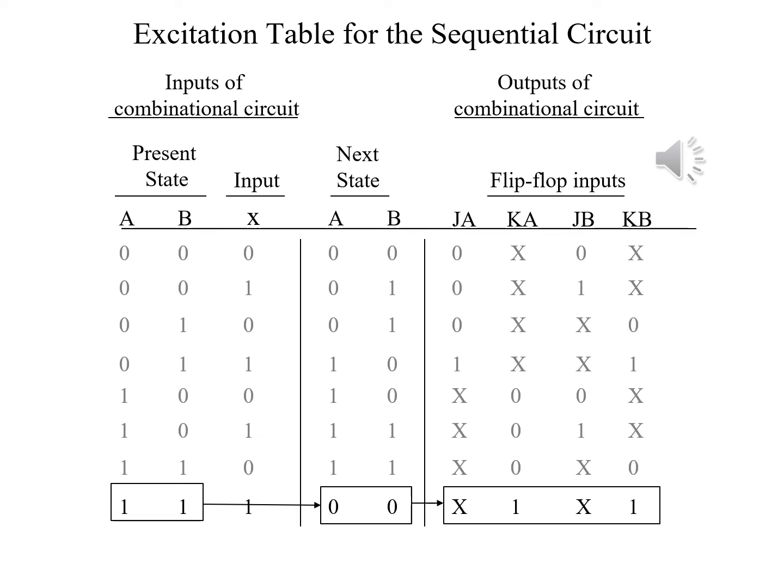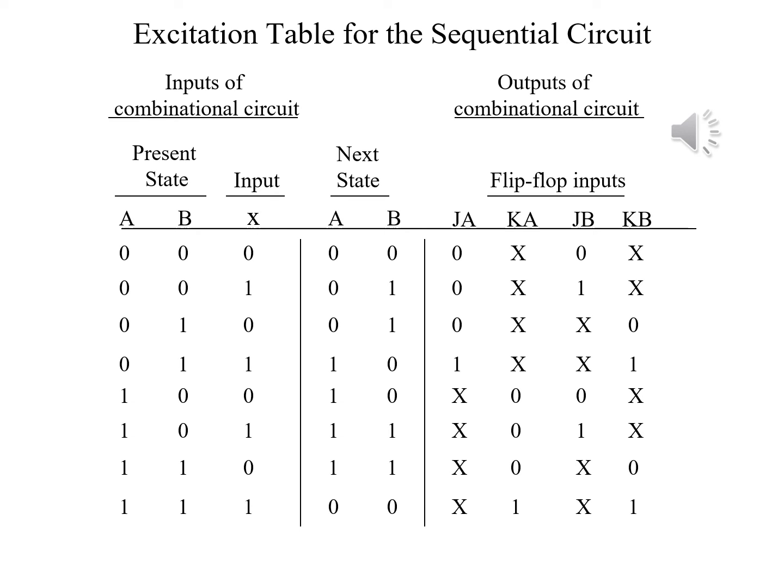Here, in the last situation, we have the present state as A and B both being 1, and with an input of 1, the next state is going to be both of them being 0. Since they are both going from 1 to 0, in both cases, the J input for both flip-flops will be a don't care condition. The K input for both flip-flops will be 1.